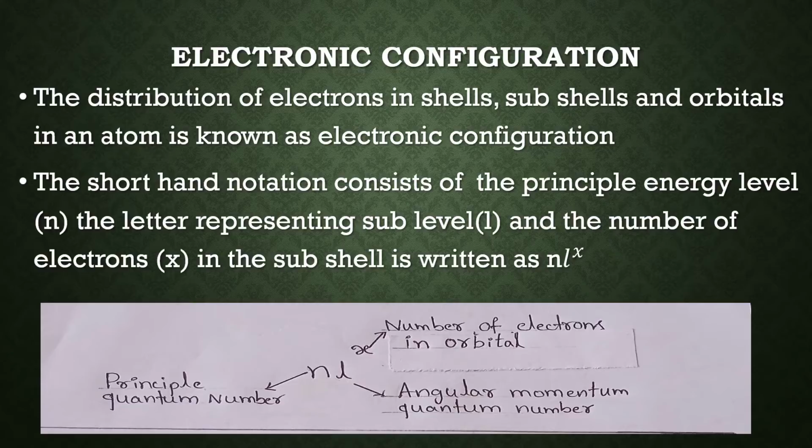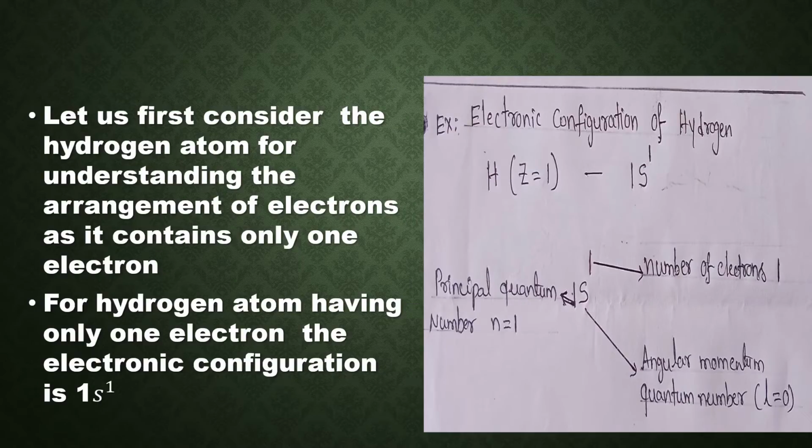The shorthand notation consists of the principal energy level n, the letter representing sublevel l, and the number of electrons x in the subshell, written as nlˣ. In nlˣ notation, n represents the principal quantum number, l represents the angular momentum quantum number, and x represents the number of electrons in that orbital.